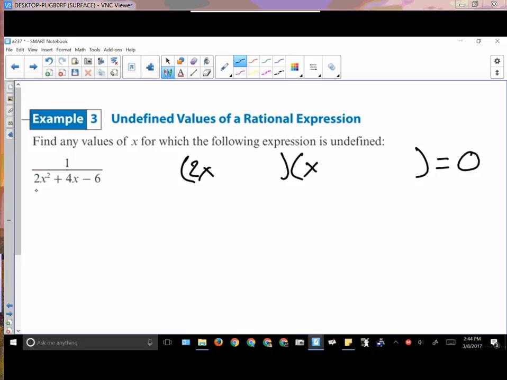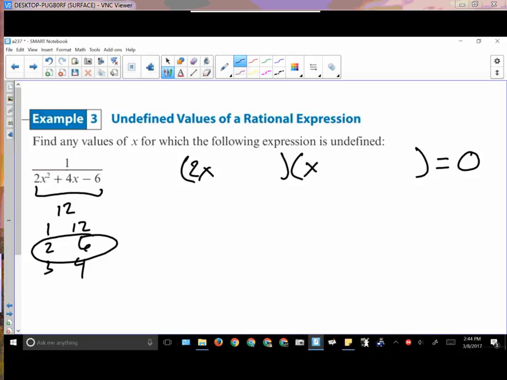So let's see, we'll do it this way. 2 times 6 is 12. What are the factors of 12? 1 and 12, 2 and 6, 3 and 4. So are there any of these that are going to have a difference of 4? Because I need a positive and a negative sign. So the 2 and 6. So I got to aim for a 2 and a 6.